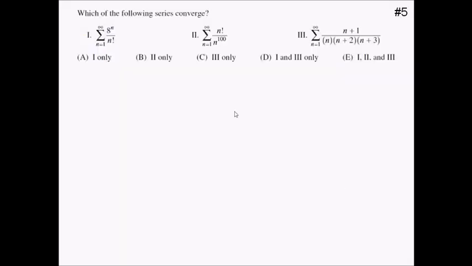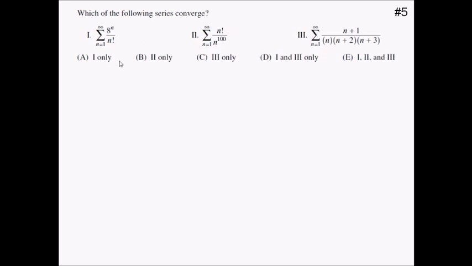On this problem, we're trying to figure out which of these three series converges, and it could be more than one of them. So let's take them one at a time and give it a try. For this first series, I have a combination of exponentials and factorials. The nth term on this one, if you take the limit as n approaches infinity, is going to go to 0, so we need to do a little bit more.